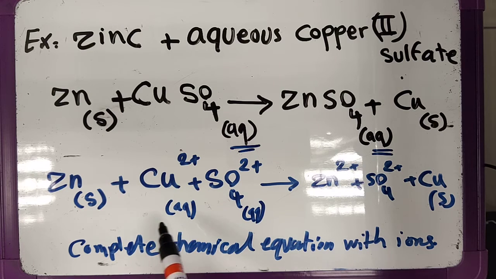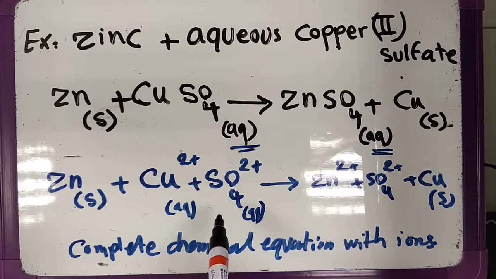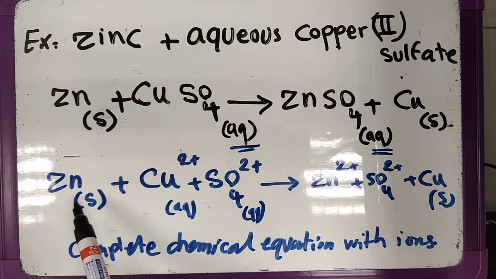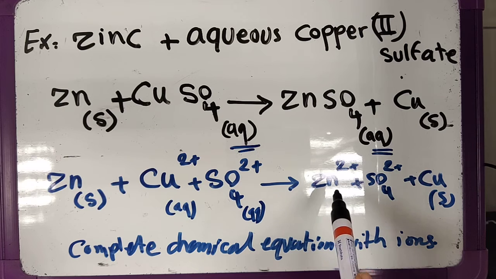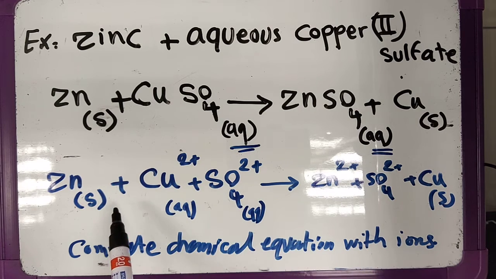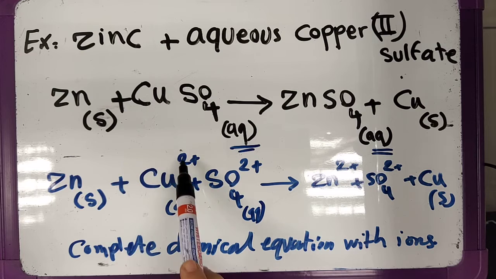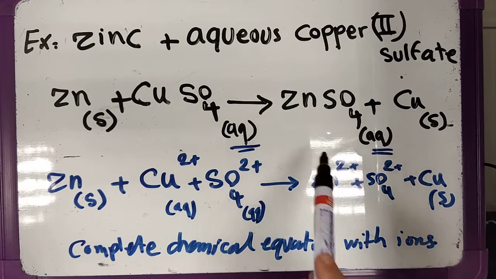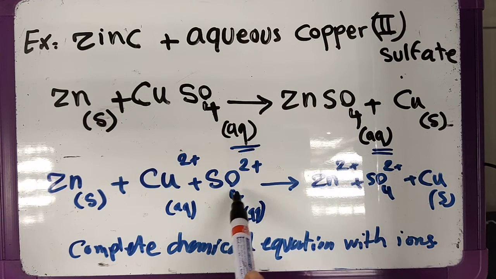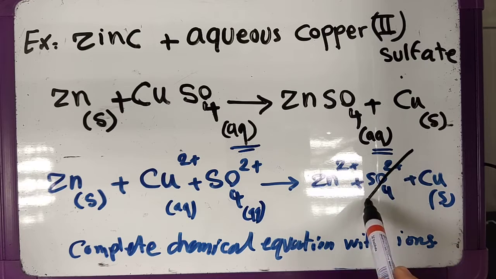What are the spectator ions? The spectator ions are substances whose charges and everything are the same on both sides, the reactant side and the product side. Here, Zn is a solid on the left but Zn2+ on the right, so the charge is different. I don't touch this one because it is not a spectator ion. Let's look at Cu2+: it is aqueous with a 2+ charge on the left, while Cu is a solid on the right, so they are different and it should remain. SO4 2- and SO4 2- are the same on both sides, so I remove them.